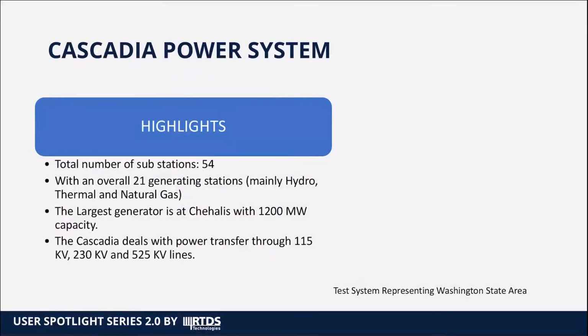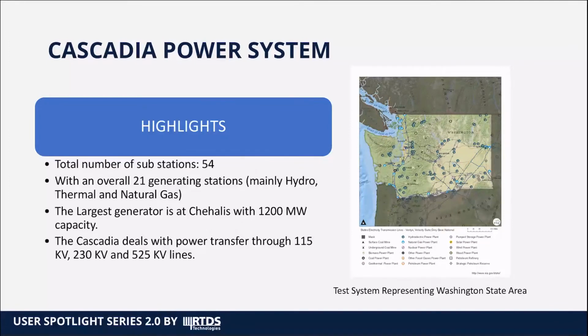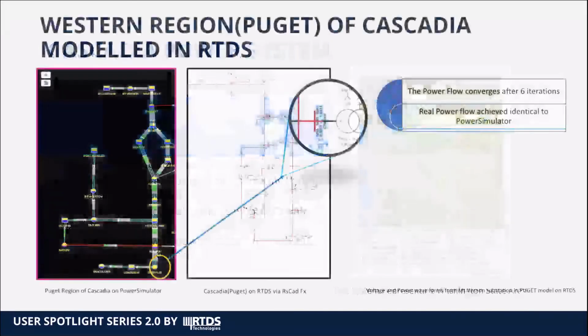So let's talk about some Cascadia power system highlights, where we have a total of 54 substations, and 21 generating substations, mainly hydro, thermal, and natural gas. The largest generator is at Chehalis with 1200 megawatt capacity, and Cascadia deals with power transfer through 115 kilovolt, 230 kilovolt, and 5 to 25 kilovolt lines. On top of that, this is a test representing the Washington state area, covering the whole transmission system of Washington state.